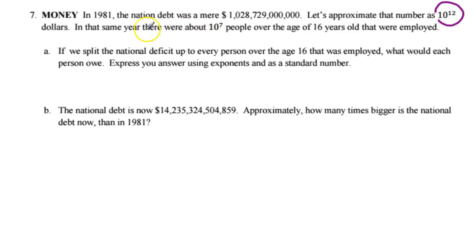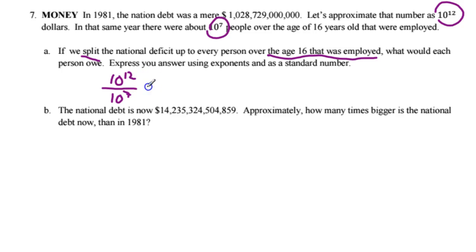In the same year, there were about 10 to the 7th people over the age of 16 years old that were employed. If we split the national deficit up to every person over the age of 16 that was employed, what would each person owe? So we want to find it for each person. So if you take the whole number, 10 to the 12th, that's the total debt. And how many people are there over the age of 16? Well, that's 10 to the 7th power.